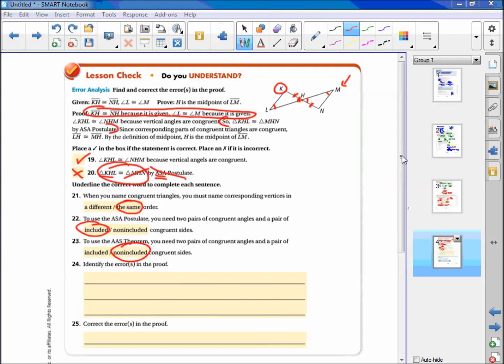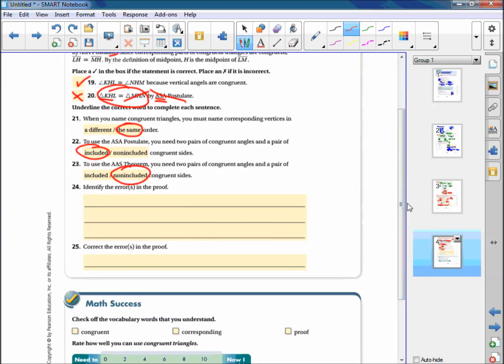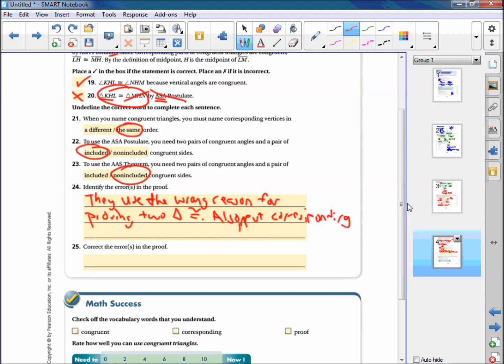So identify the error in the proof. They used the wrong reason for proving triangles congruent, and they also put the corresponding parts of the triangle in the wrong order.